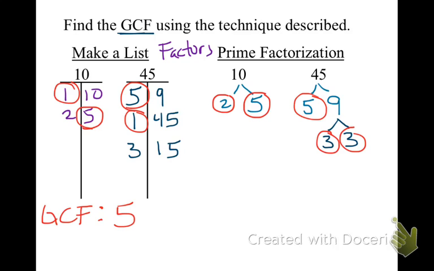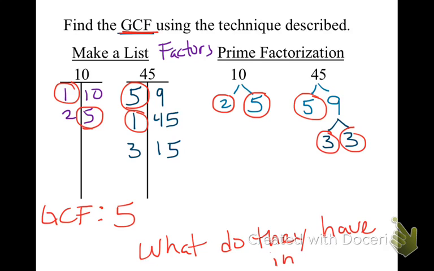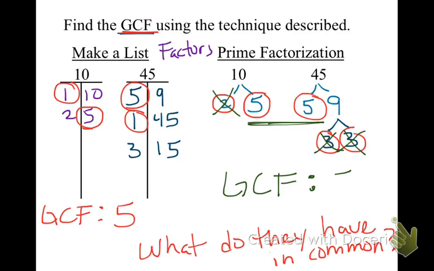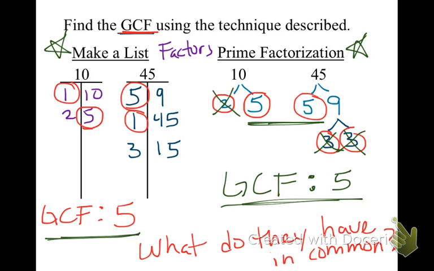But remember, our goal here is to find the greatest common factor. So what do they have in common? That's the question you're asking yourself. If I take a look, they don't have any 2's in common, don't have any 3's in common. What do they have in common? They have a 5. So my greatest common factor is 5, which I already proved over here. So there are different ways. You can either make a list or use prime factorization. Either way, you will get the same exact answer, the correct answer.